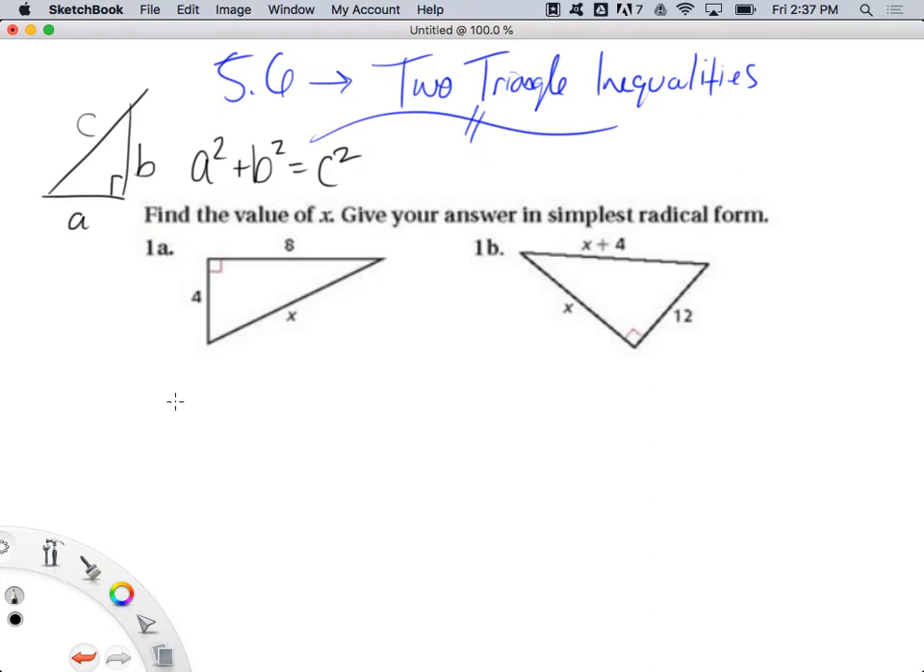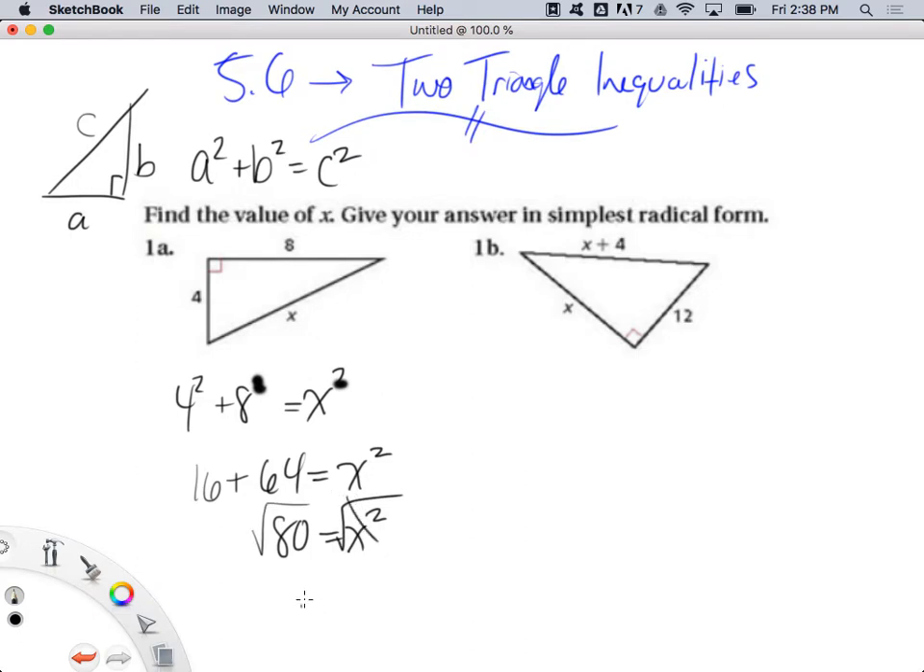Okay. Now, how do I do that in this case? Which one is C for 1A? Which one of X is C? So 4 squared plus 8 squared equals X squared. 4 squared is 16. 8 squared is 64. Equals X squared. So 80 equals X squared. Square root both sides. X equals square root of 80.